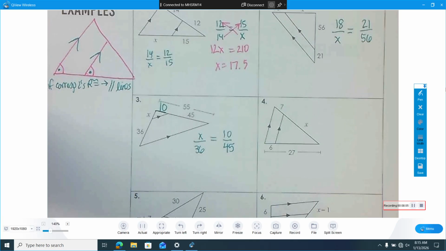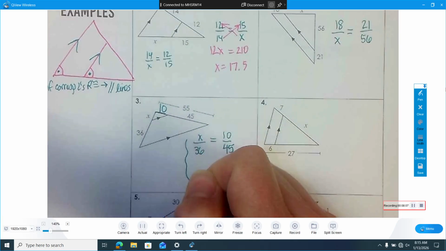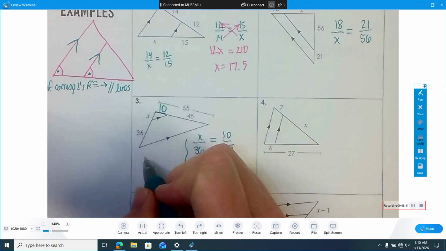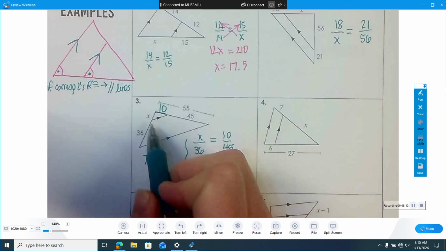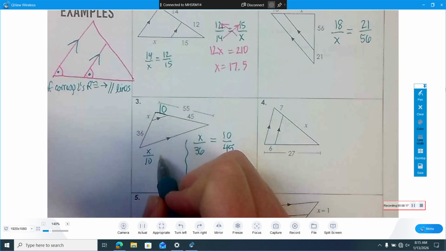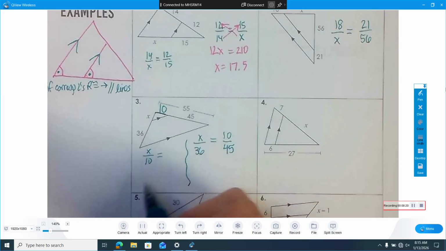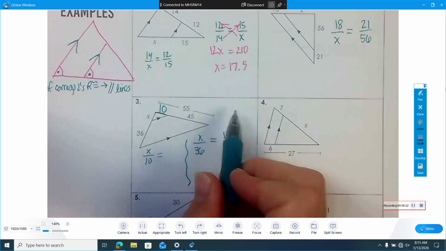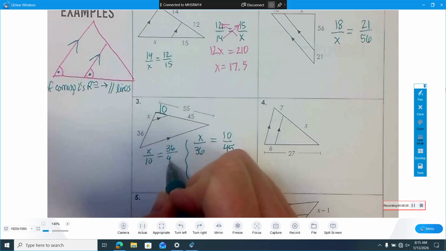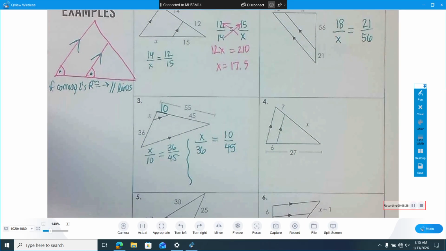Is there another way you could do it? Yeah, what's another way? No problem. You could go straight across. We could go x over 10. So here are corresponding sides right there. We could have x over 10, and that would be the same as going across in the same manner, 36 over 45. This would also yield the same thing. All right? Number 4, what should we do?